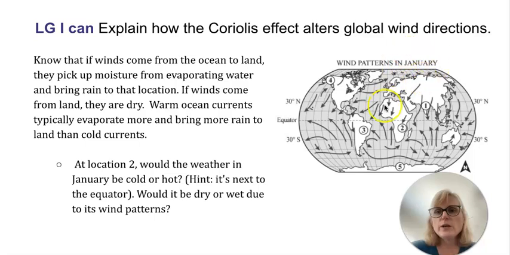And this is January, so it's coming from here, and January is summer in the southern hemisphere, so it's going to be warm coming from the water to location 3. It's going to be warm and wet. That's the kind of thing to figure out from these types of problems. All right, that's it for these 3 sections.